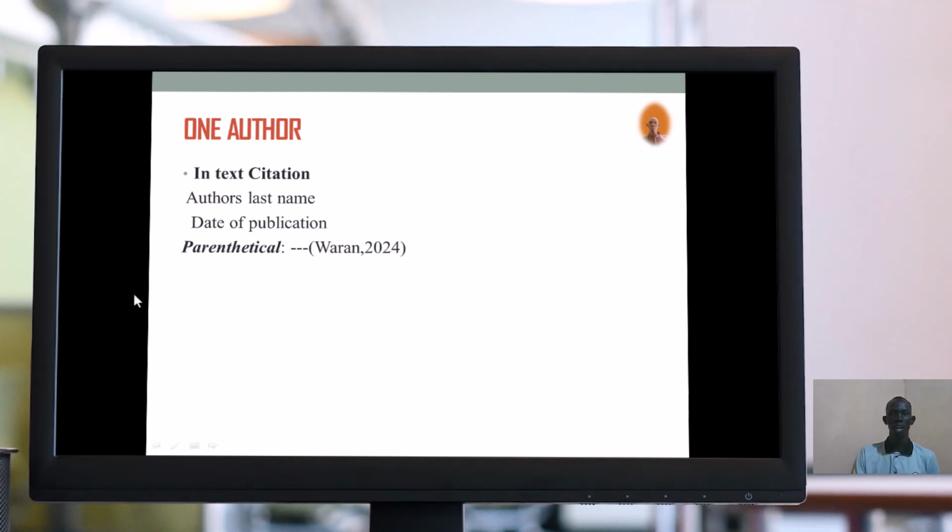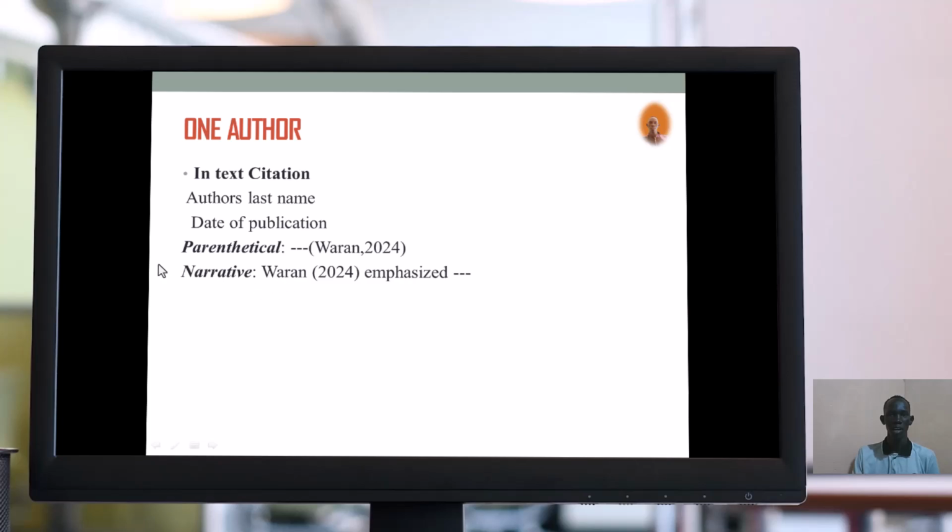Or we can go for narrative. For narrative, you begin with the author's name and the year of publication, and then the information comes later. For example, here we can say Oran, and then the year of publication, which is put in brackets. It can be emphasized, or he stated that this and this is happening. So that is how we can cite in-text.